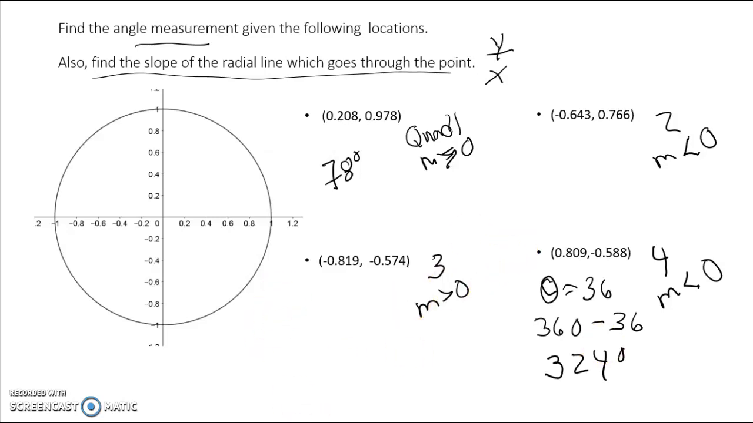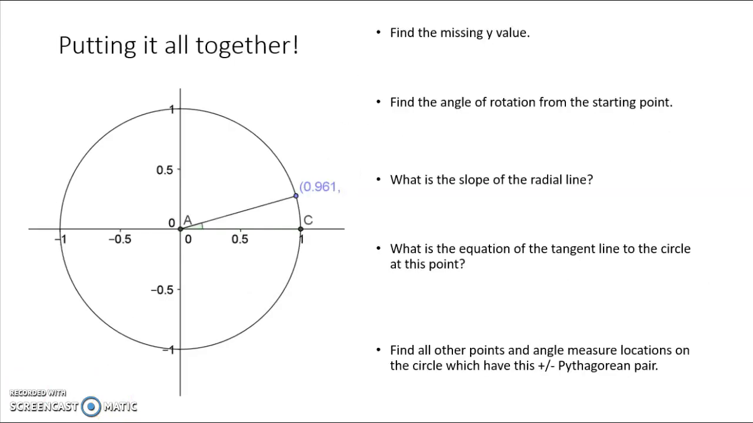I think I better skip to the last part. I'll put a key online. And the last part, find the missing y value. We can do that by taking 0.961 squared plus y squared equals 1, and we know we're going to want the positive y. The angle of rotation, we can find by taking cosine inverse of 0.961. And the slope of the radial line, we're going to take y over x.